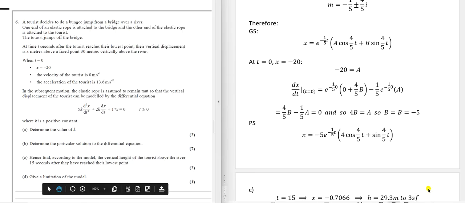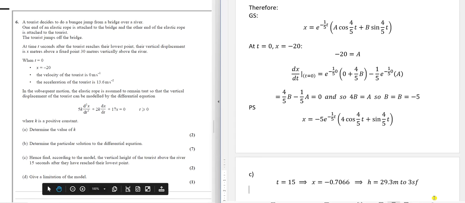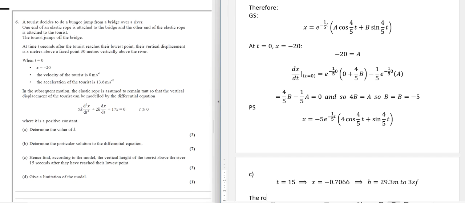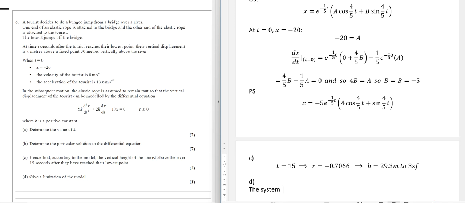Give a limitation of the model. Well, there's all sorts of things that can happen with a bungee jump that we've not modeled for. The system will lose energy is one of the key things that's going to happen. Unfortunately, we can't include that one because I've just realized that's kind of built in. That's the e to the minus a fifth t. We've got exponential decay as time goes by.